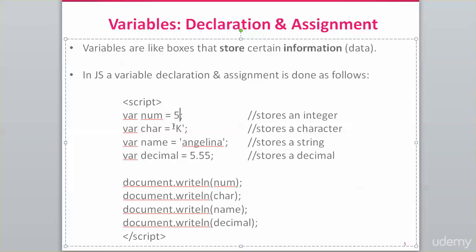In addition to that, we are taking the character k and assigning it to char. We are also storing the string Angelina to the variable name. We're also taking the decimal number 5.55 and assigning it to the variable called decimal.